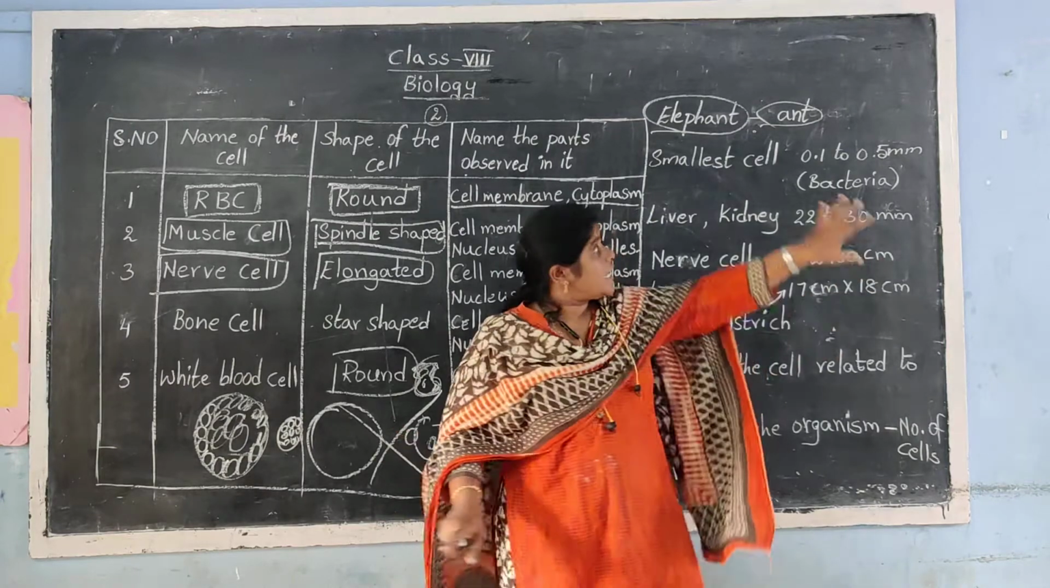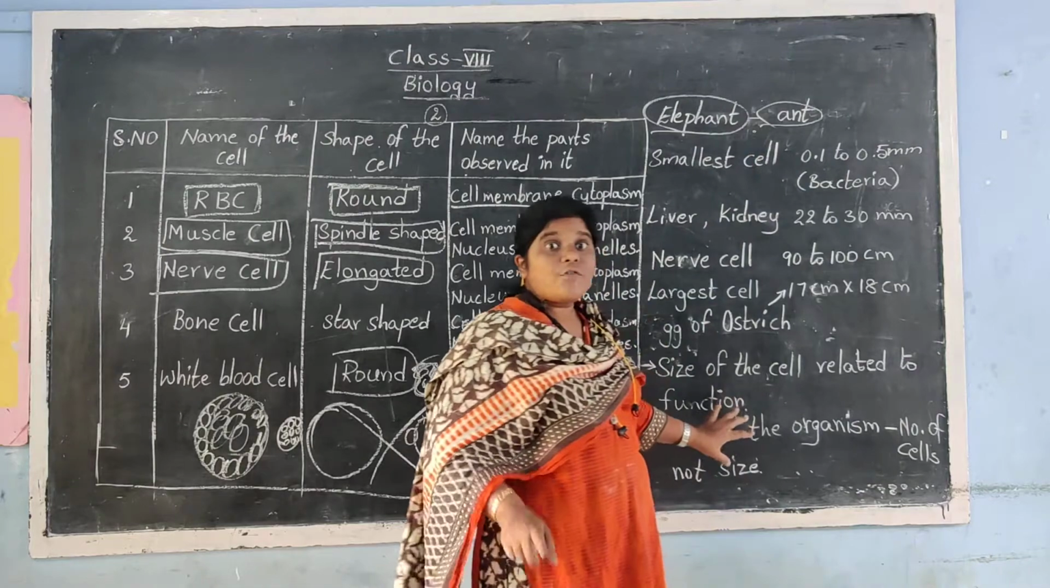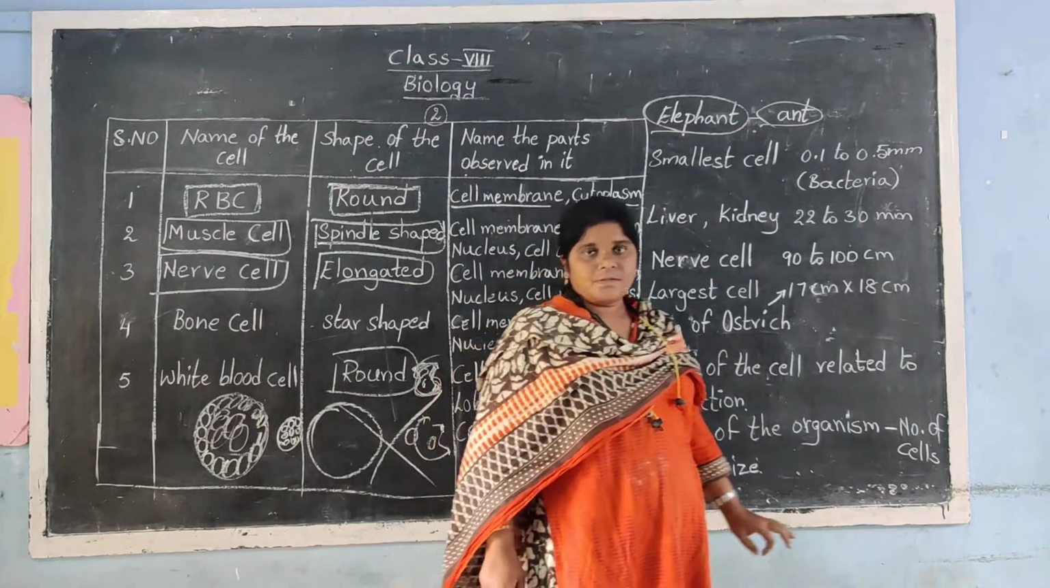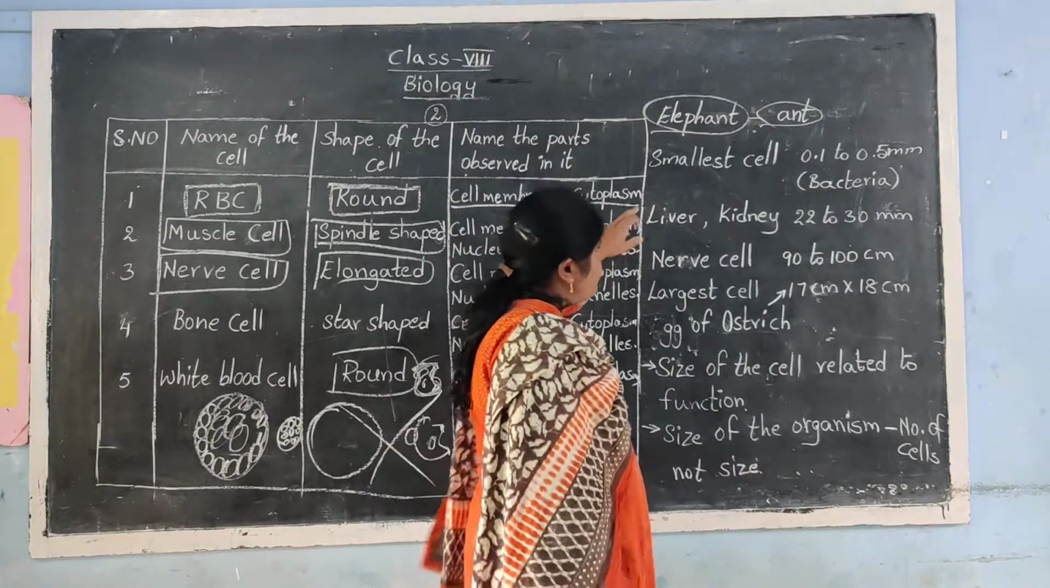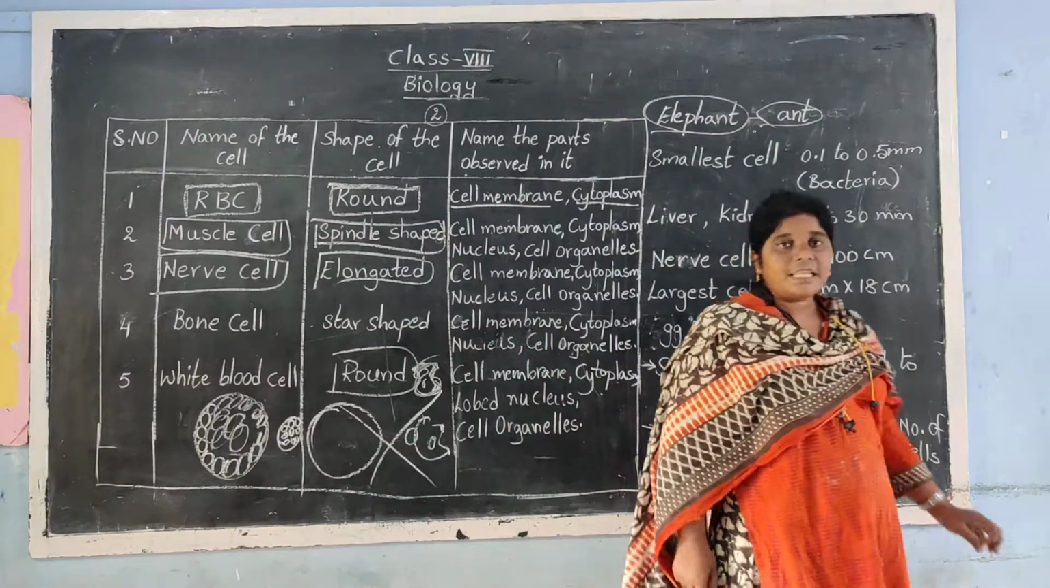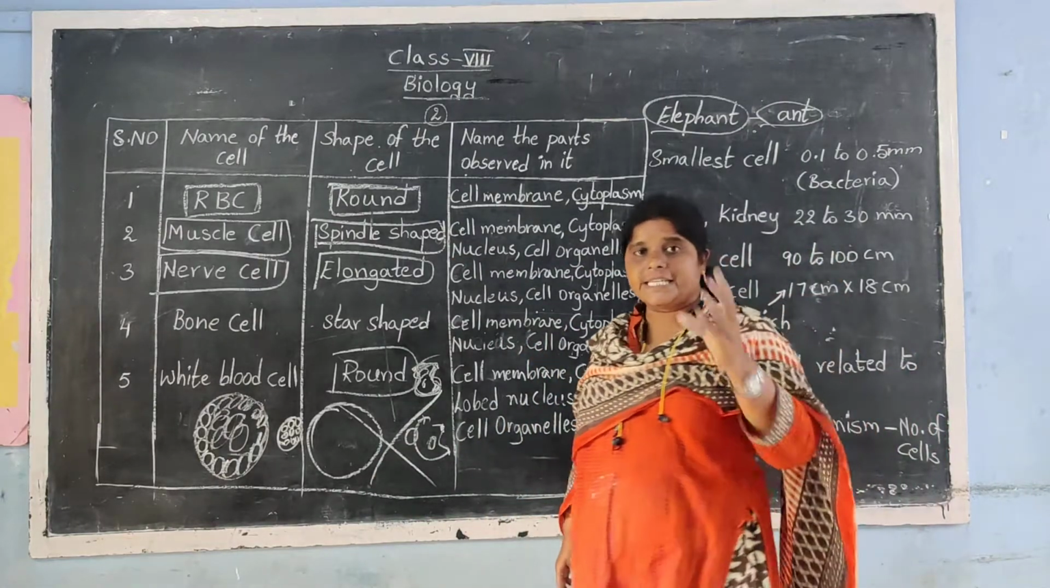And we can also understand that cells are of different sizes. Now take the example of bacteria.